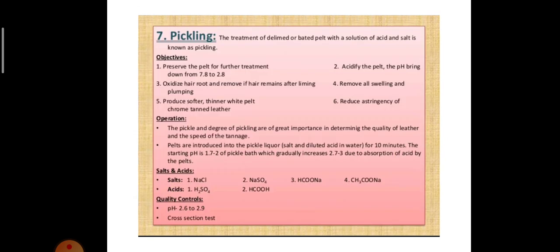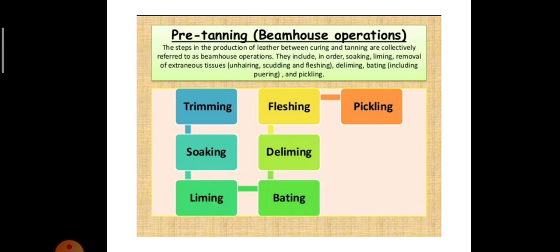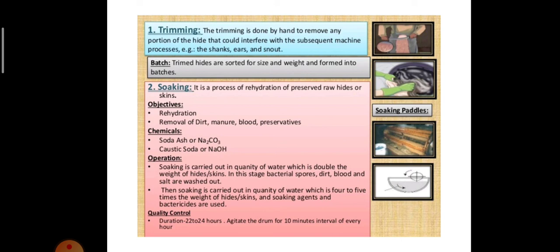So up to now, remember what we discussed so far, the five important processes. One is trimming. Trimming is done by hand to remove any portion of the hide that could interfere with the subsequent machine process. The second one is soaking. The important objective of soaking is to remove dirt, manure, blood and preservatives.